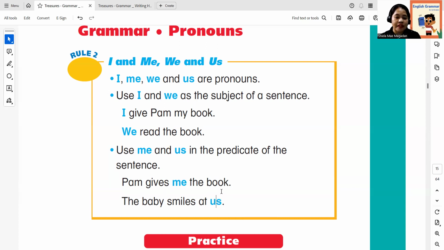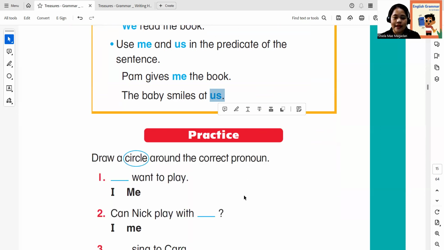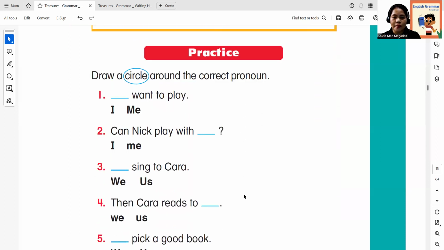So again, use me and us in the predicate of the sentence. The baby is the subject. The predicate is smiles at us. So you cannot also say the baby smiles at we. No, it's not, because we is the subject. All right. So the baby smiles at us. That's correct. Now, let's go to our last practice in part 2.